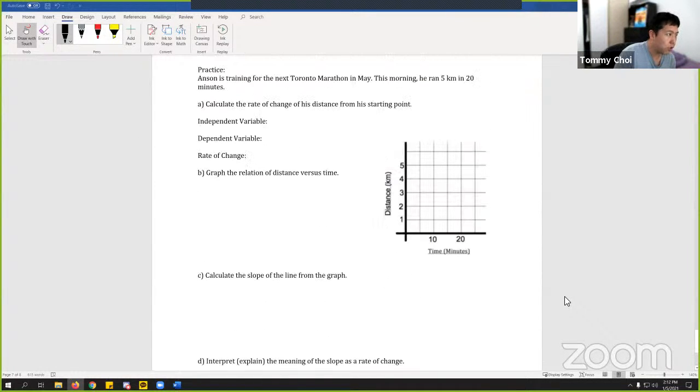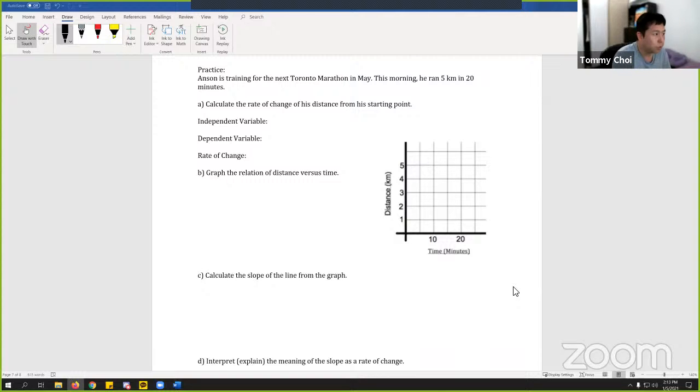So let's get some practice here. This is our last page of this sheet. Okay, so this is our last question for this sheet. So try this question here. It says here, Anson is training for the next Toronto Marathon in May. This morning, he ran 5 kilometers in 20 minutes. Part A is calculate the rate of change of his distance from his starting point. And B, graph the relation of distance versus time. C, calculate the slope. And D, interpret the meaning of the slope as a rate of change. Okay. So try giving this a shot.